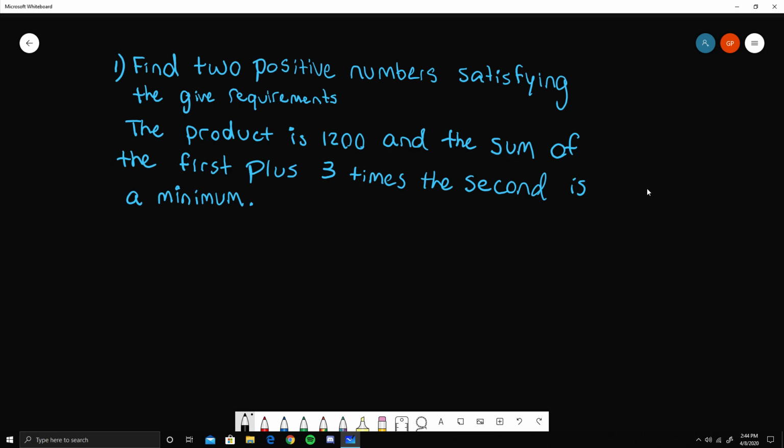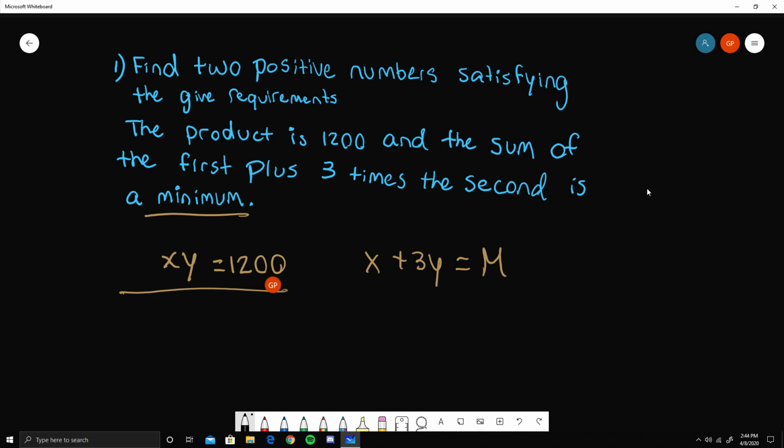So when doing these problems, I like to write down what I know. What I know is that the product of these two numbers is 1200. So I'm just going to say that x times y equals 1200. I also know that the sum of the first one, being x, plus 3 times the second one is a minimum. So I'm going to assign the minimum a letter, M. So now the next step is to solve for either x or y given this equation here, which is called our constraint.